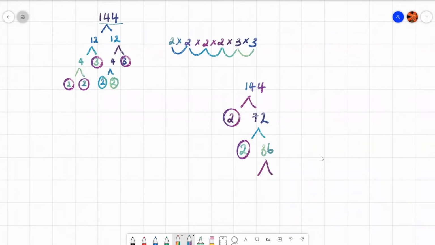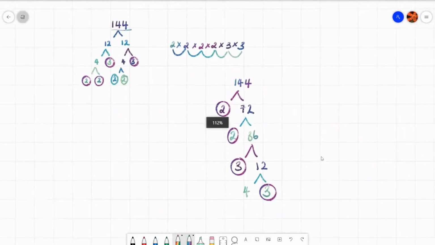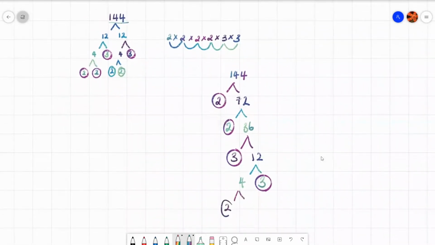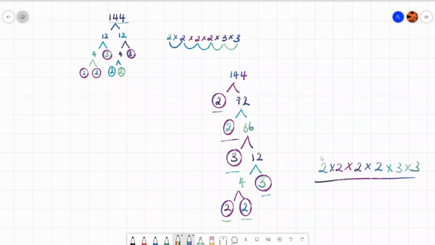I know 36 is in the 3 times table, so I'll just do 3 times 12. I know that 3 is prime, circle it. 12 is not. 4 times 3 I'm going to do. 3 is prime, I'm going to circle that. And I'm going to split 4 up into 2 times 2. Okay, and I'm going to write this out in order. 2 times 2 times 2 times 2 and then times 3 times 3. And as you can see, you end up with exactly the same. So it doesn't matter how you split your prime factor tree up, you will still end up with the same prime factors at the end.